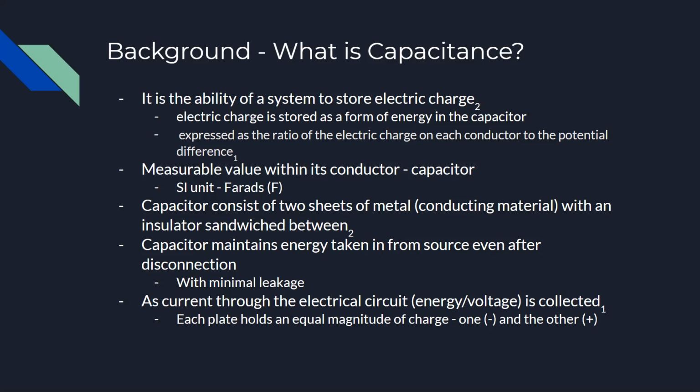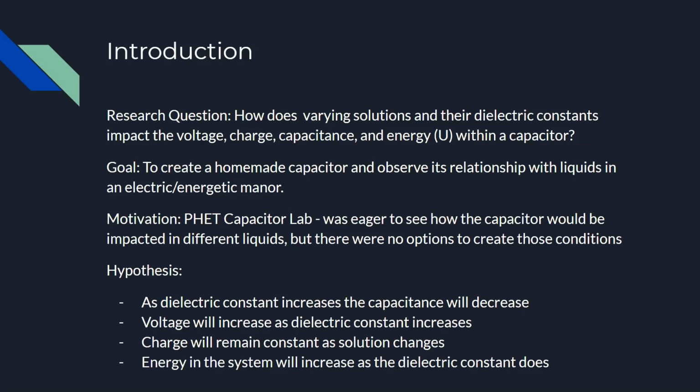As current through the electric circuit, known as energy or voltage, is collected, each plate holds an equal magnitude of the charge, one being negative and the other being positive, depending on which direction the current is flowing from the battery. Just a little introduction into my research.